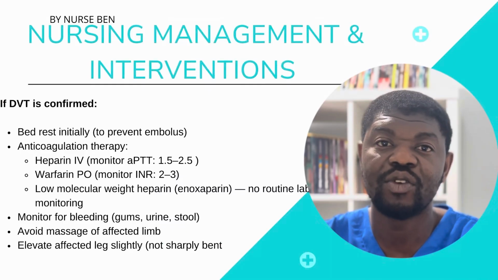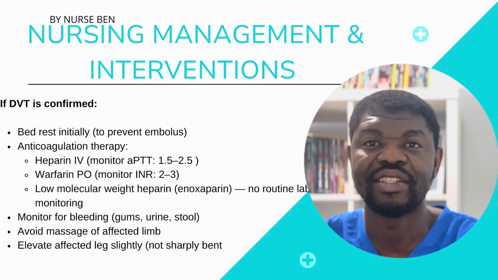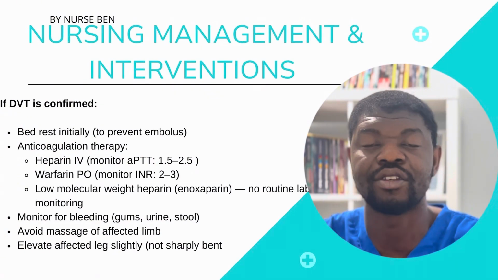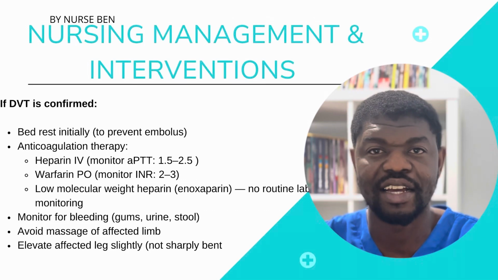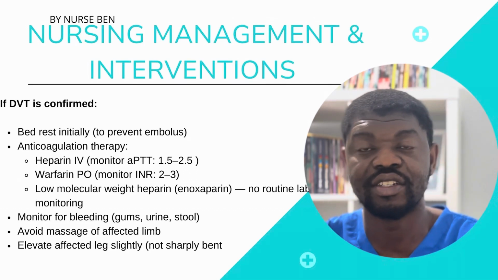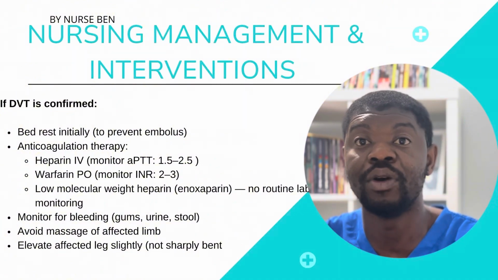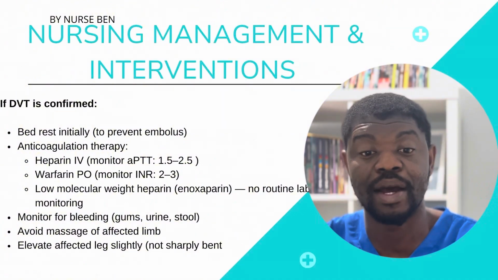So initially, you want to just encourage some rest. This is to prevent an embolus. So you don't want the thing to break away and go into the lung. So initially, bed rest, and then you go on to your anticoagulation therapy. Now you can use heparin, warfarin, or your low molecular weight heparins like enoxaparin.